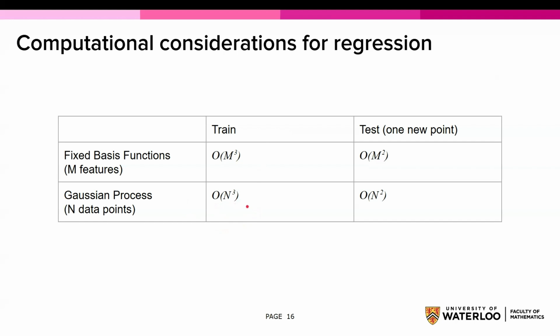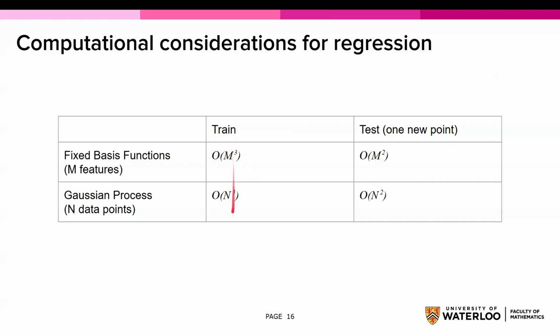In this inversion step, for the most standard methods, it's going to have cubic complexity with n. So this is going to become very expensive as the number of training data points increases. In contrast, in the fixed basis function models, we also need to invert a matrix, but we only need to invert an m by m matrix, where m is the number of basis functions. So that's also going to be of cubic complexity. But typically the number of basis functions is smaller than the number of training data points, in which case using fixed basis functions would be more computationally efficient.